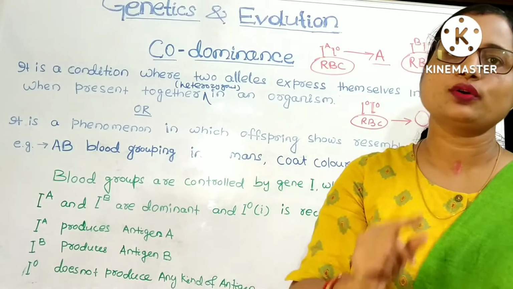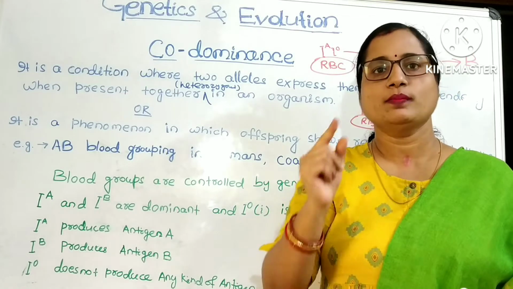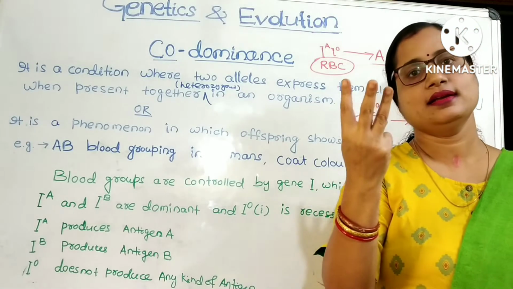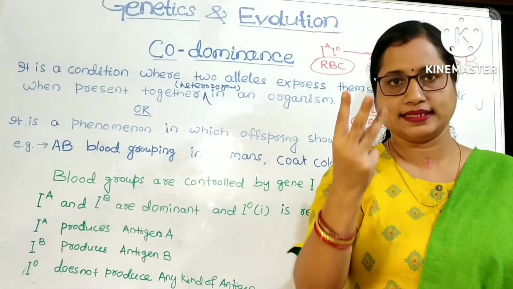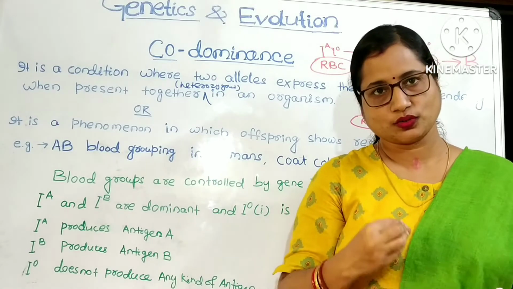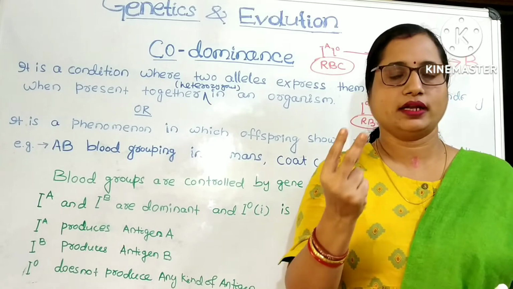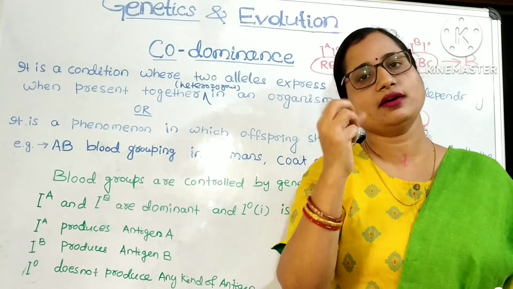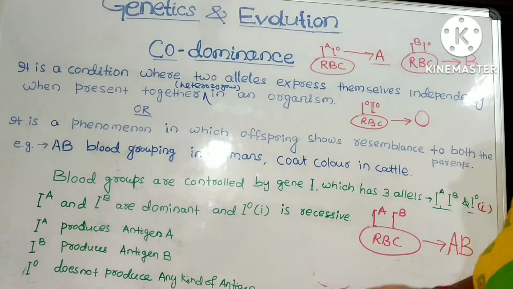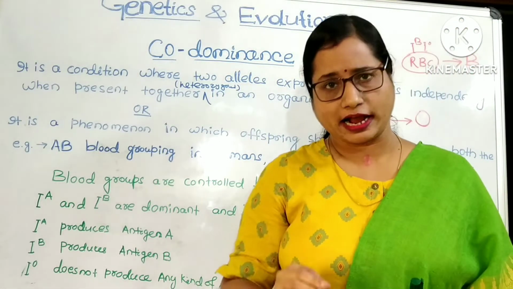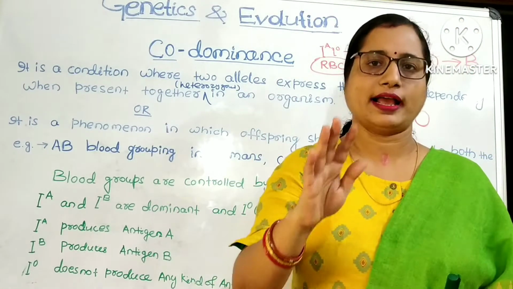Blood groups are controlled by the I gene. The I gene contains 3 alleles. Generally a gene contains two alleles, but here the I gene contains three alleles: IA, IB and IO. IO can also be written as small i, where IA and IB both are dominant over IO.